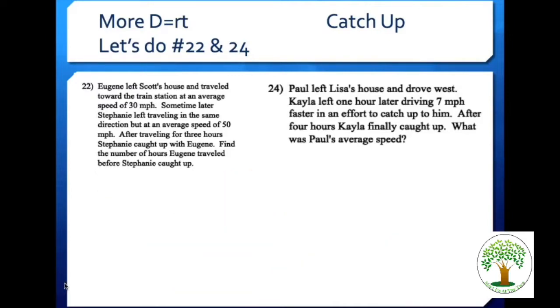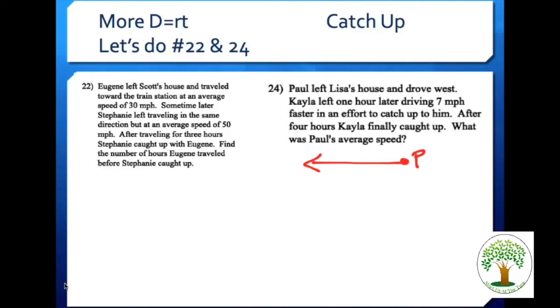Okay. Number 24. Paul left Lisa's house and drove west. I'm going to draw that. I like to stop as I go. West is this way. And I'm going to put Paul right there. Kayla left 1 hour later. I'm going to wait on that 1 hour later because I don't know which one's going to be T, because it depends on which I'm finding.